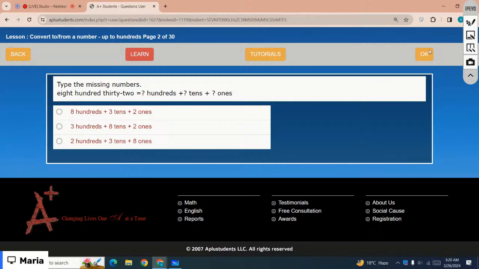Type the missing number 832. So which is the correct option? That is 800s, 3 tens and 2 ones. Option number 1 is the correct option. That is 832.